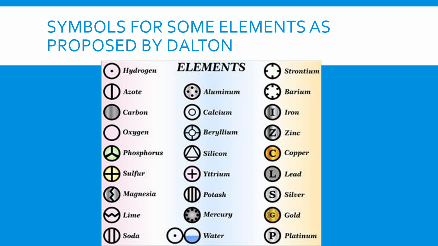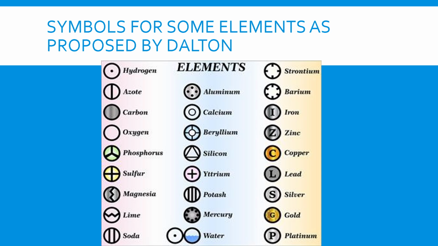Like when we say hydrogen, the symbol is a circle with one small dot in it. Carbon is again a circle, but inside it is blackened. Oxygen again a circle, but inside it is whitened. Oh my God, it is so confusing. Really, I'm getting confused with these symbols. Right? And it was the same with the others also.